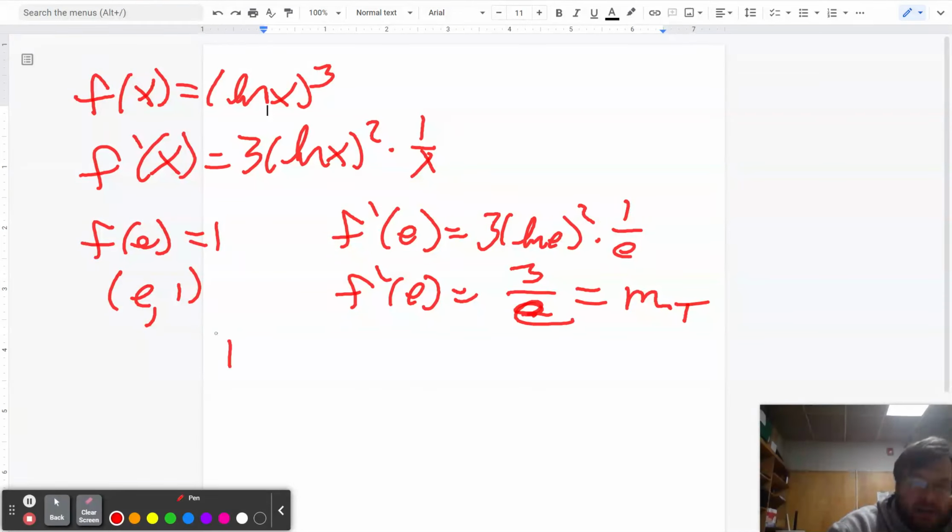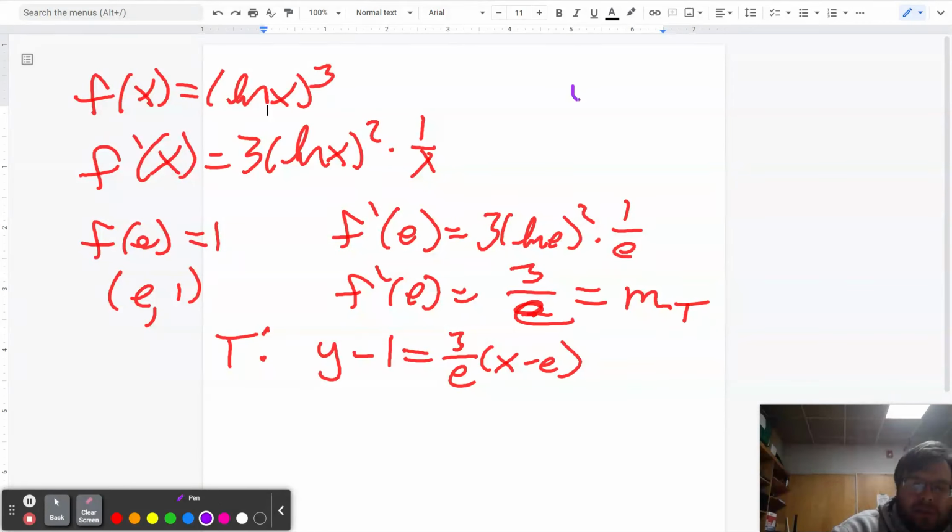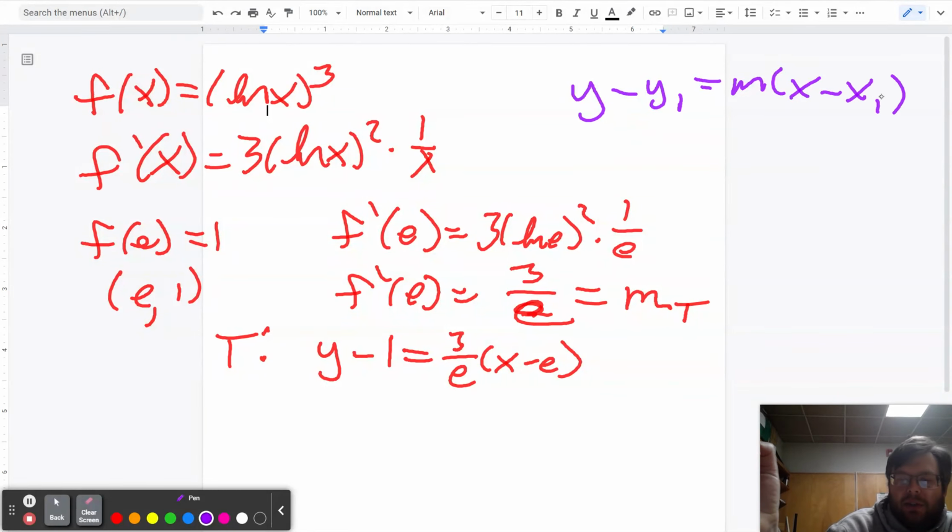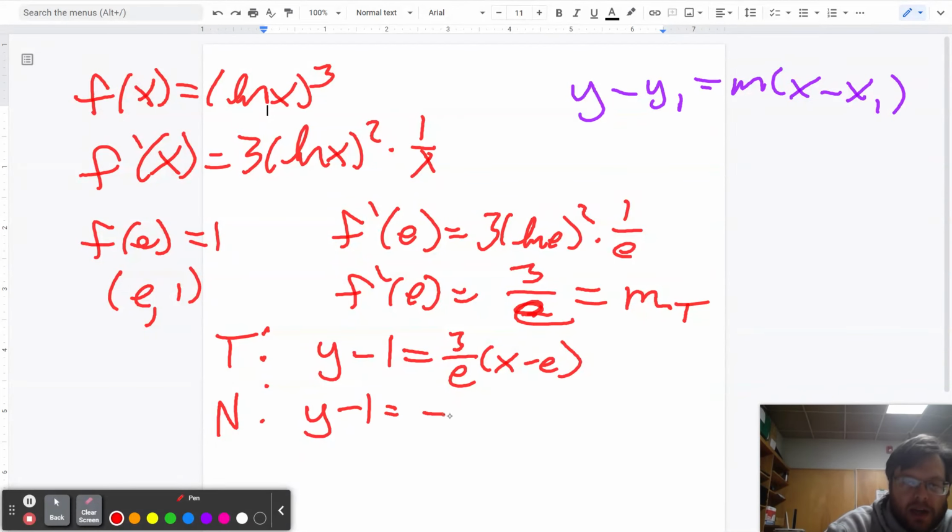So that means my tangent line can be written using your best friend, point slope form. y minus 1 equals 3 over e times x minus e. Remember, point slope form is wonderful. You don't need to find a y-intercept. You just copy and paste the x and y values in and the slope. So that's the tangent line there. And then the normal line is going to be y minus 1, and then you do the opposite reciprocal. So you just flip it over like that.